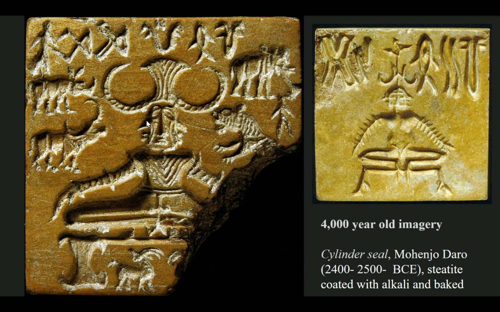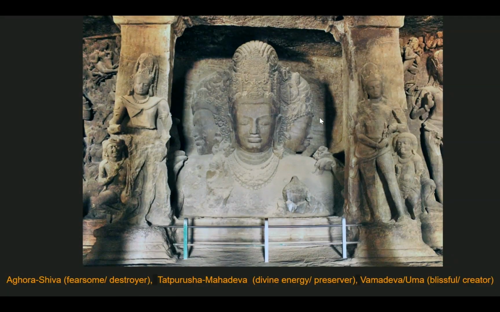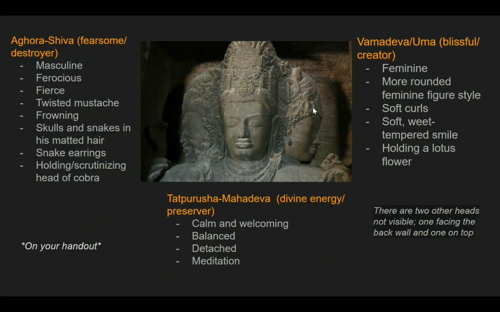Okay, we're looking at this three-headed god. Center, right, left. And so here we have three of the five. On the left, the Aghora Shiva, the fearsome destroyer. Central is our Tatpurusha Mahadeva, divine energy preserver. And on the right is our Vamadeva, this blissful creator association.